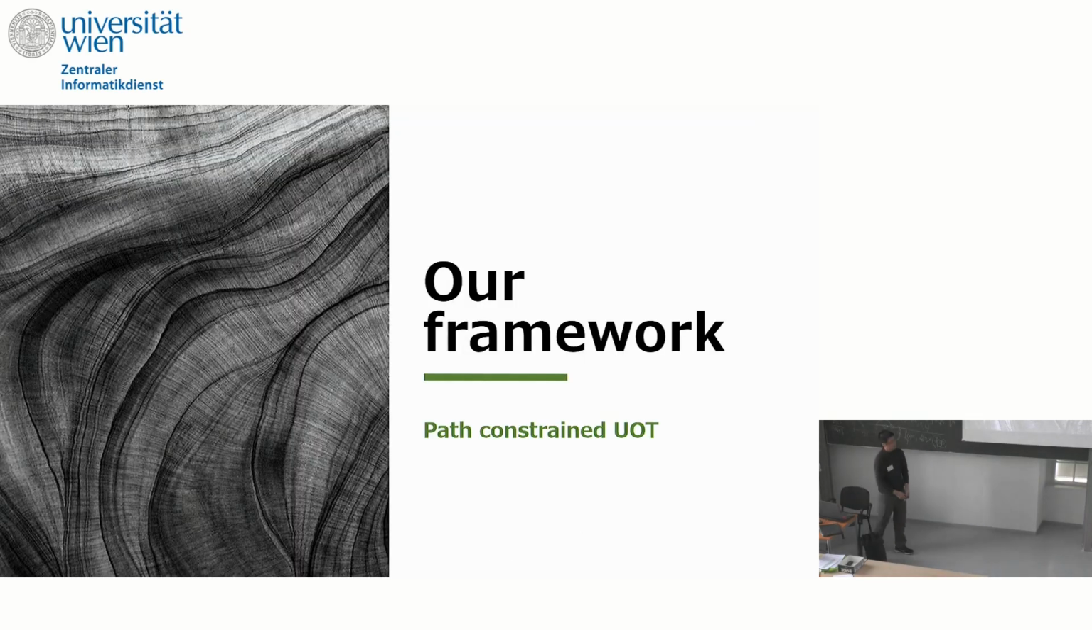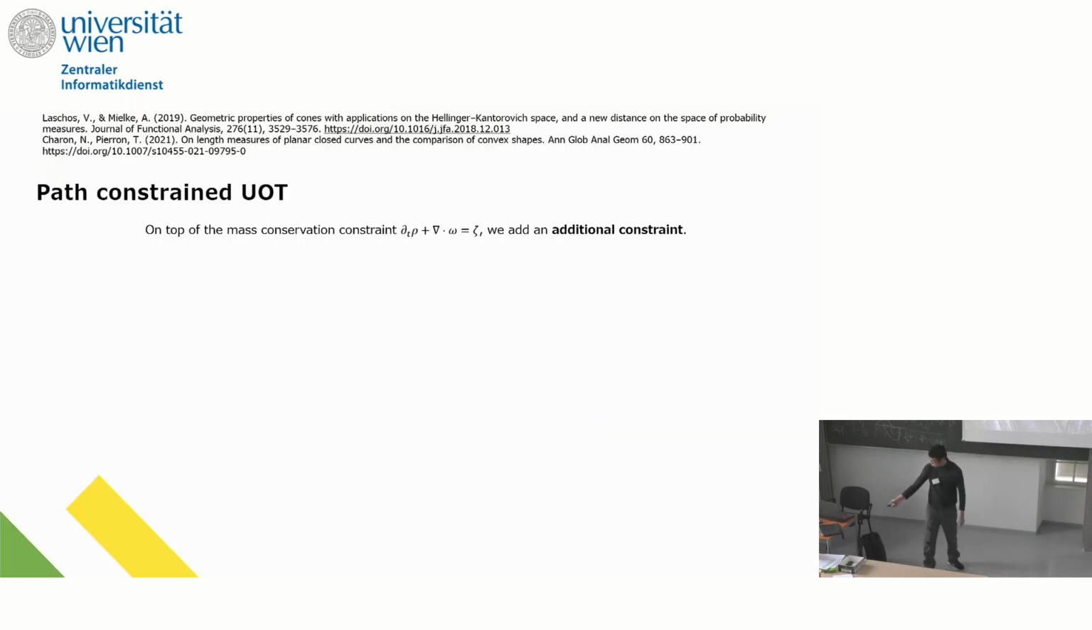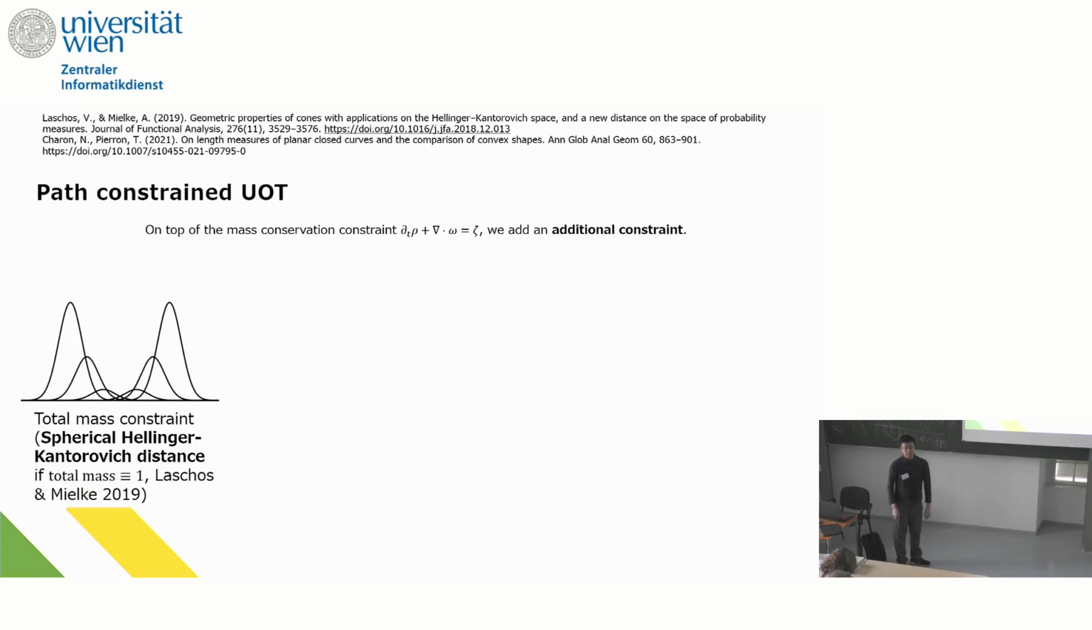Okay, so now let's talk about our framework, the path-constrained unbalanced optimal transport. So on top of the mass conservation constraint, what we are going to do is to add another additional constraint. This is not really a new idea, since there has already been an attempt on it. For example, you can prescribe the total mass at each time t, which is called the total mass constraint. And the special case of this is where we prescribe the total mass at each time t to be 1.